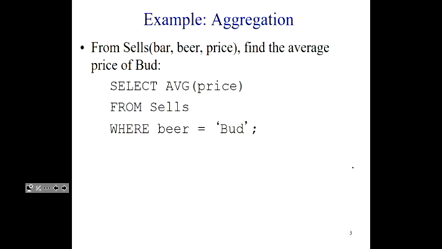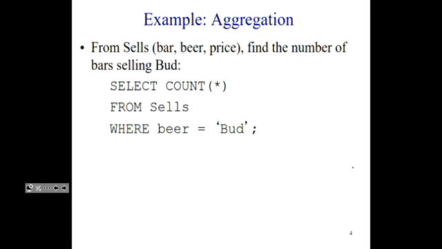So this is a simple example. Here I want to find the average price of Bud. So I would just say select average price from Sells where beer is equal to Bud. If I want to count the number of bars selling Bud, I would simply do select count star from Sells where beer is equal to Bud. Count star once again counts the number of tuples.